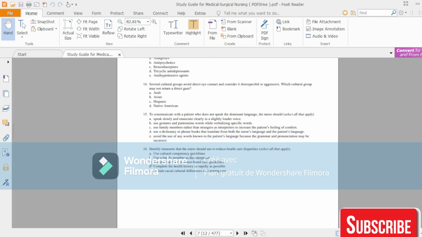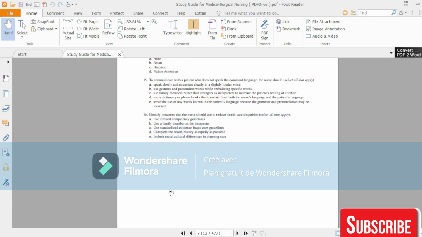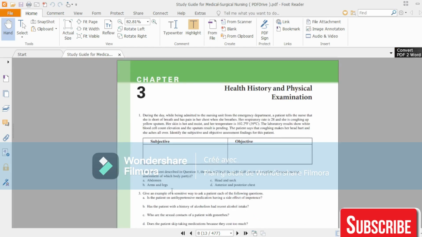So question number 16. Identify measures that the nurse should use to reduce healthcare disparities. So you have to select all that apply. Use cultural competency guidelines. Use a family member as the interpreter. Use standardized evidence-based care guidelines. Complete the health history as rapidly as possible. Or include racial and cultural differences in planning care. So we completed the second chapter.